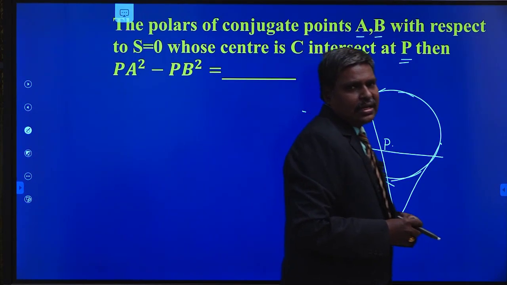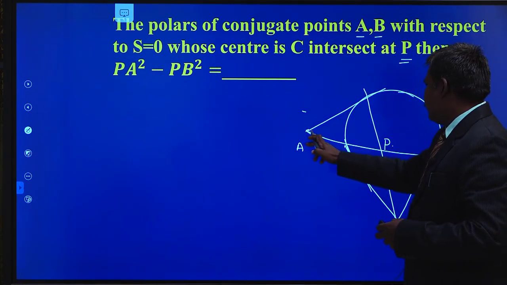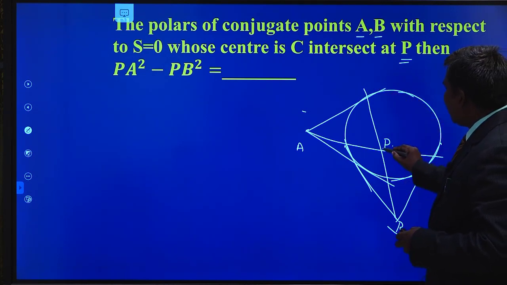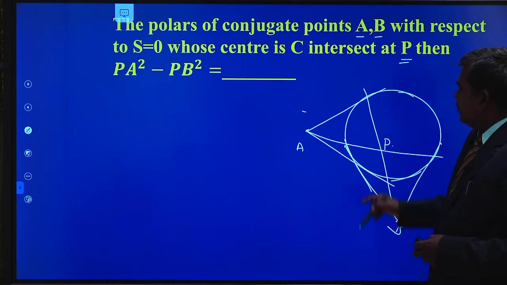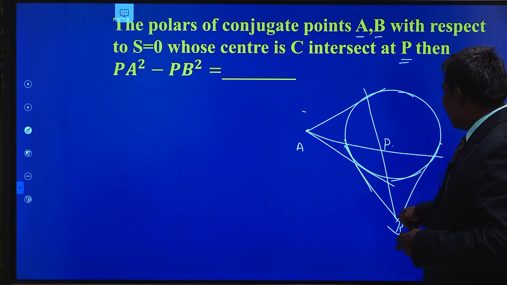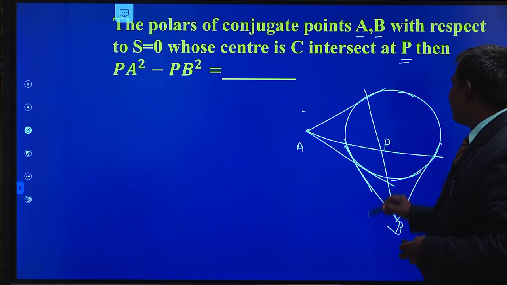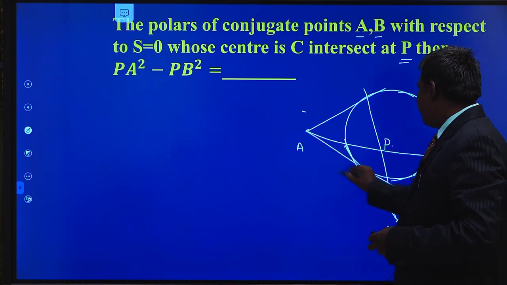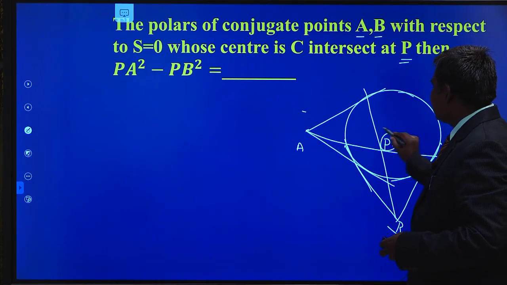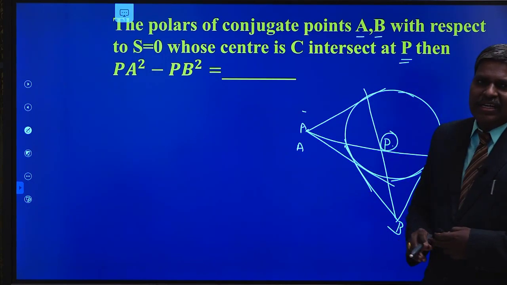What is that something they are asking here? My dear students, this is point A. This is the polar of A. Is the polar of A passing through P or not? Immediately, the polar of P passes through A. Similarly, the polar of B passes through P, then the polar of P passes through B. Therefore, what is the polar of P? It passes through A, B. Already we discussed it. Now my question is, are the points A, P conjugate points or not?